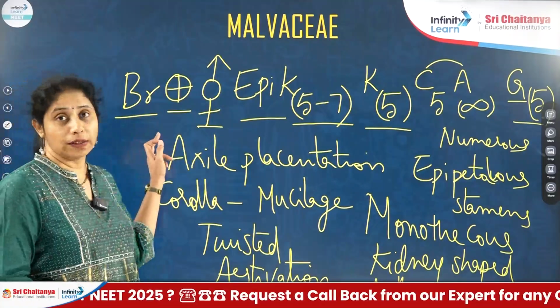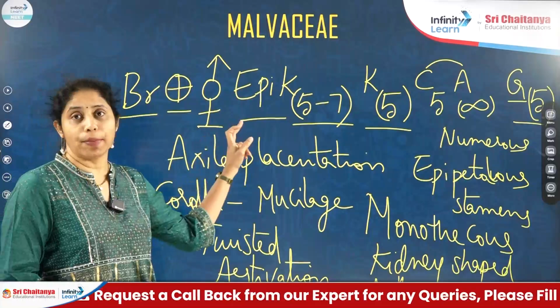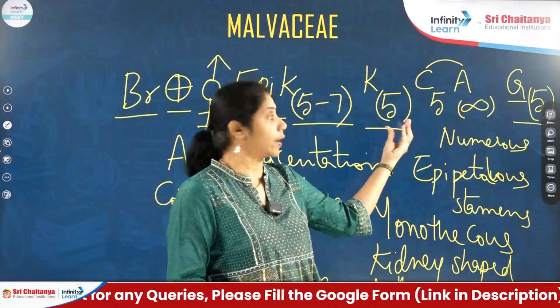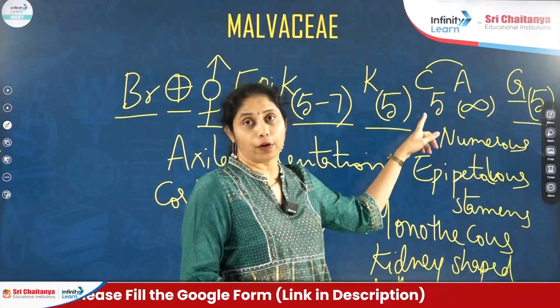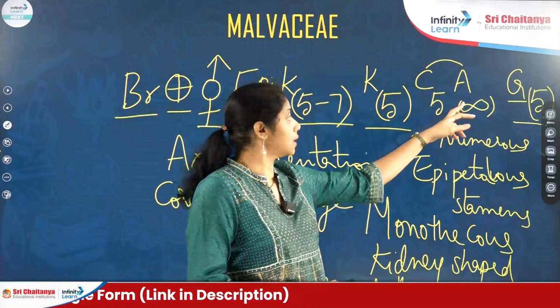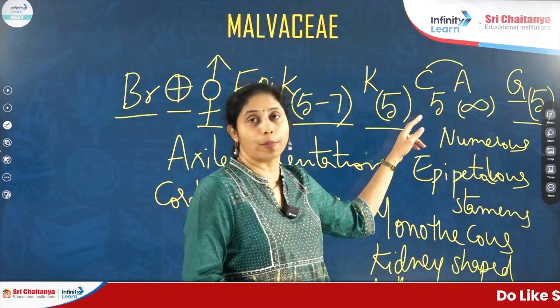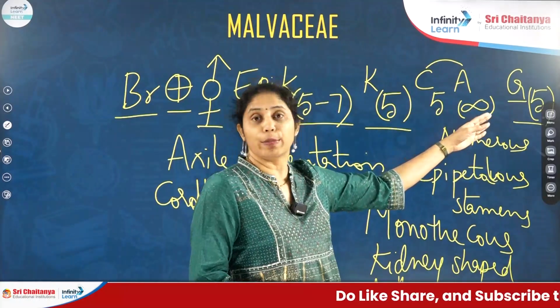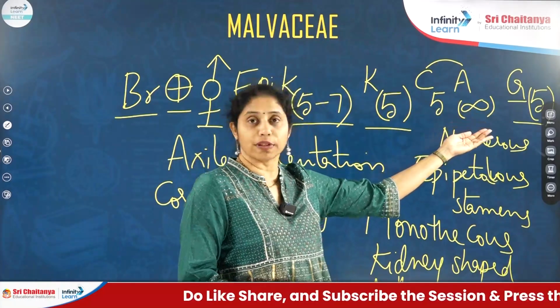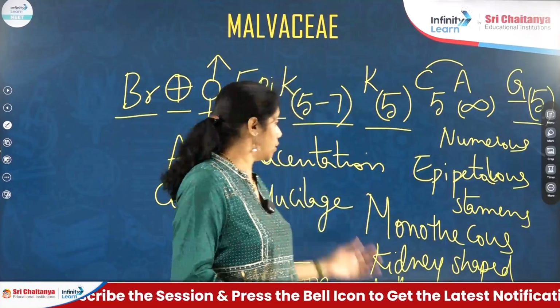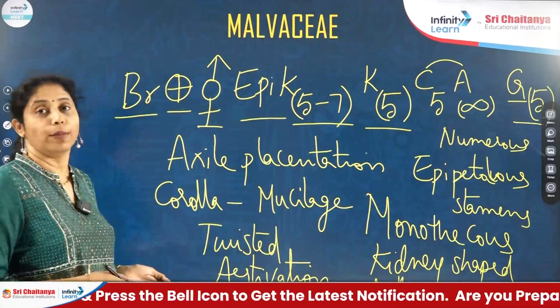So, bract is present, actinomorphic, bisexual, epicalyx 5 to 7, calyx 5, and they are fused. So, gamosepalous, K5, corolla 5, they are polypetalous, androecium, numerous, infinity stamens are present and they are attached to the petals. And gynoecium is made up of 5 carpels and they are syncarpous condition fused, so within the bracket, and they have the superior ovary. These are the important features of Malvaceae.